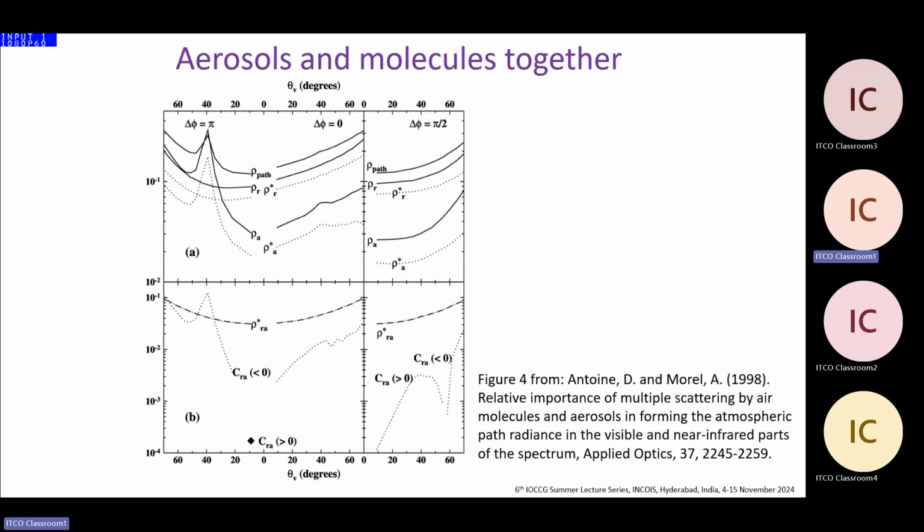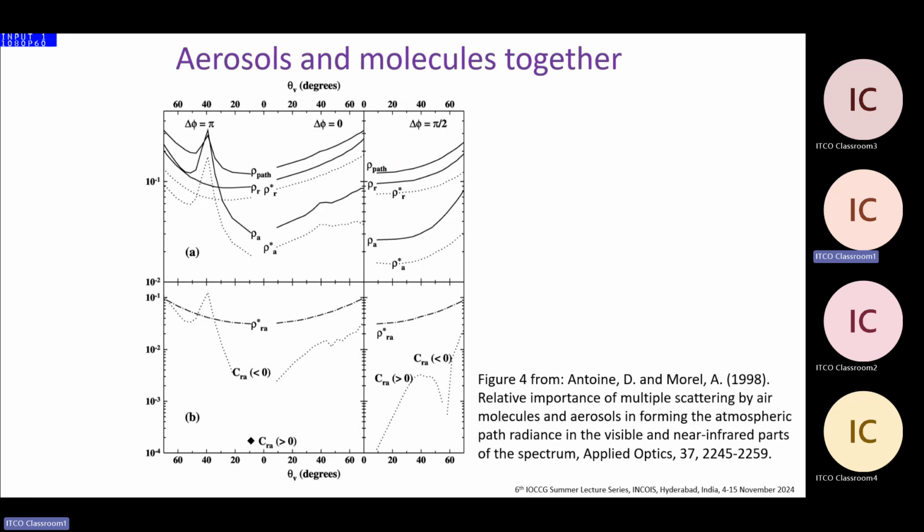Okay, now, aerosol on one side and molecules on the other side, that's fine. That's a way to do it, but that's of course not what happens in the real atmosphere, where everything is together. And as we said, there are some interactions between the two. And that's what is illustrated on this graph.